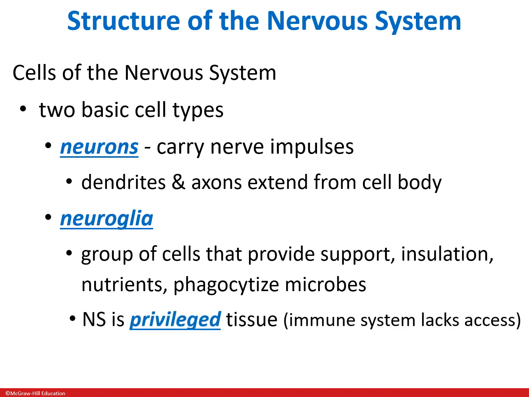So recall that the nervous system is privileged tissue. That means that because of that blood-brain barrier, large things cannot cross. So of course your white blood cells are some of the largest cells in the body, and that lacks access. So we call that privileged tissue because there's no immune system access.